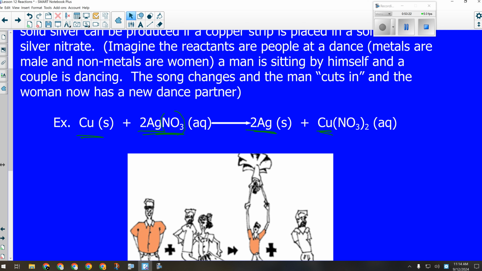All right, so that's single replacement. An element reacts with an ionic compound, makes a new element and a new ionic compound. Same elements all the way along, but who's with who changes.